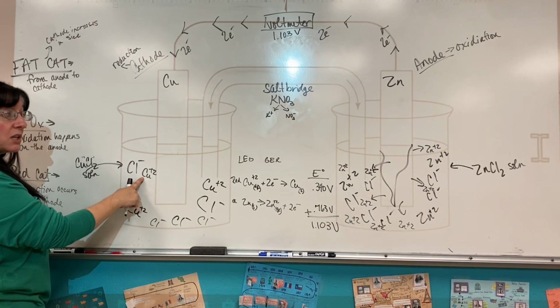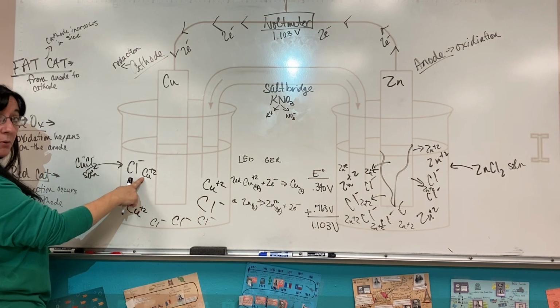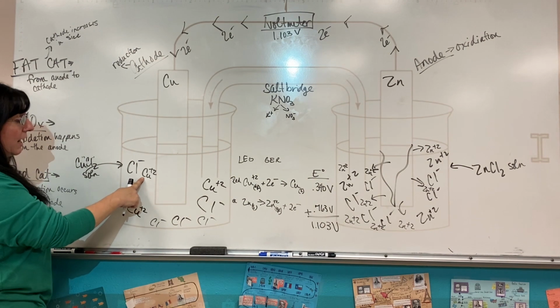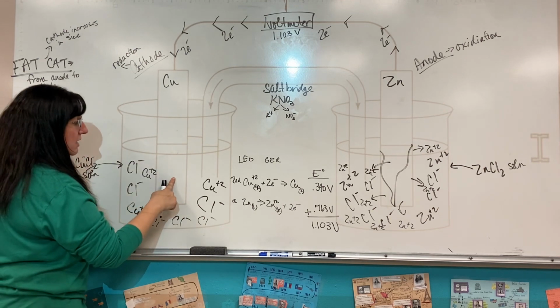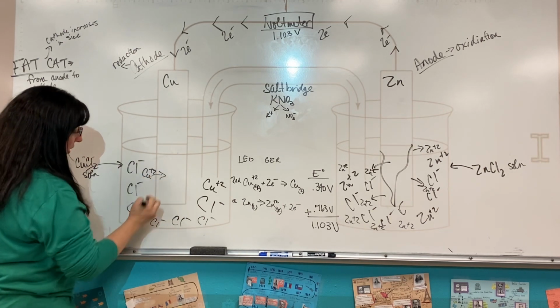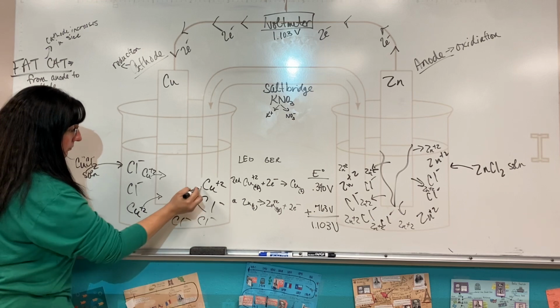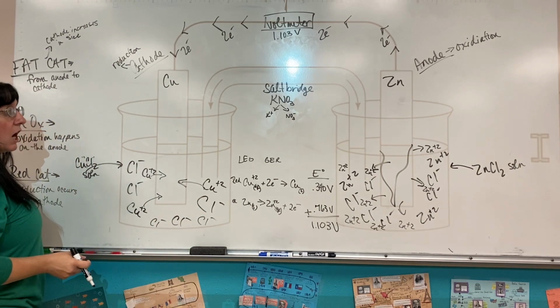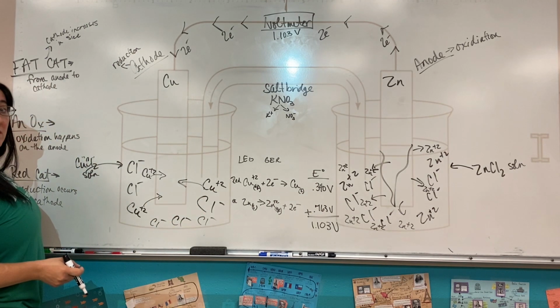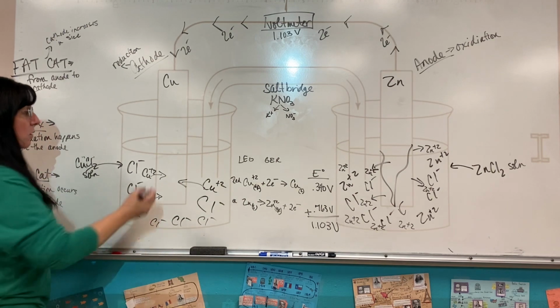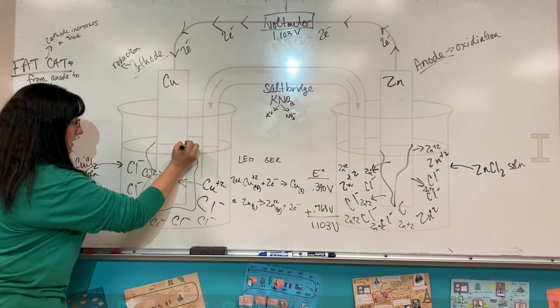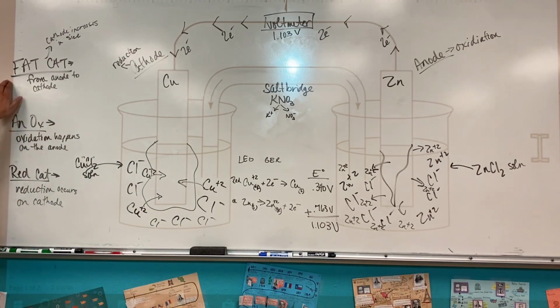And when it does, it's going to turn into a solid piece of copper, like elemental copper. And so the elemental copper is going to be attracted to the solid piece of copper. And so they're going to plate onto here. What's going to happen to the size of the copper? It's going to increase in size. And that's why we call this the fat cat. So not only does it talk about how the electrons move from the anode to the cathode, but it's also because the cathode gets larger in size.